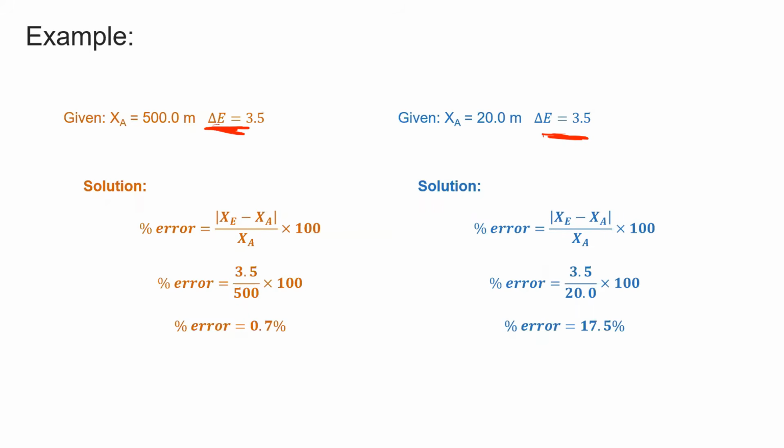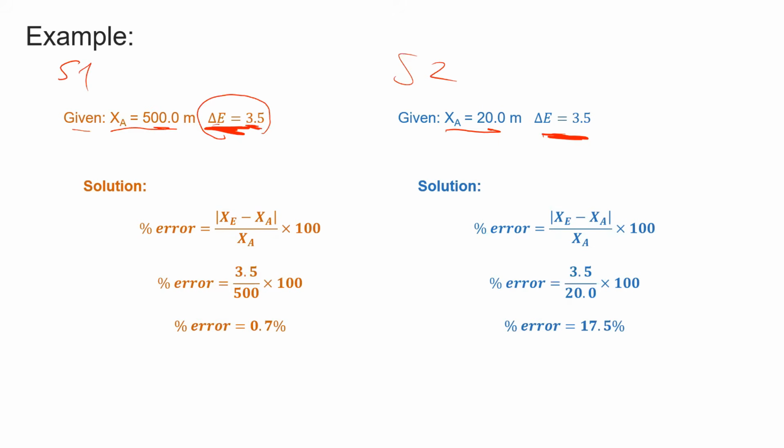So kung titignan natin dito, yung accepted value sa situation number 1 natin, ito yung situation 1 and this is situation number 2. Yung accepted value sa situation 1 natin is larger compared to situation 2. So in these situations, when can we say that an error of 3.5 is a big error or not? 'Di ba? So, titignan natin dito. Malaki ba yung error kapag nagkaroon ka ng 3.5 na absolute error? So you need to solve for the percent error.